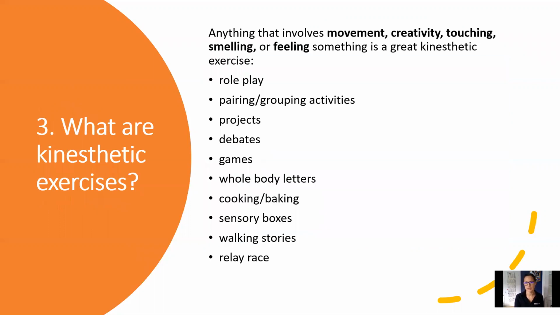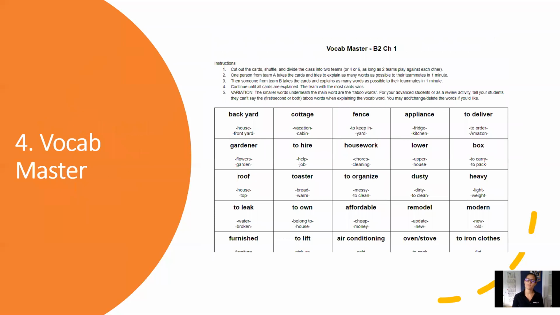So what makes an activity hands-on or kinesthetic? Anything that involves movement, creativity, touching, smelling, feeling, all of those kinds of characteristics are what makes an activity kinesthetic. So general examples include role-playing, games, debates, cooking, sensory boxes, often also partner or group work. In foreign language teaching, it's sometimes hard to incorporate such kinesthetic activities on a regular basis.